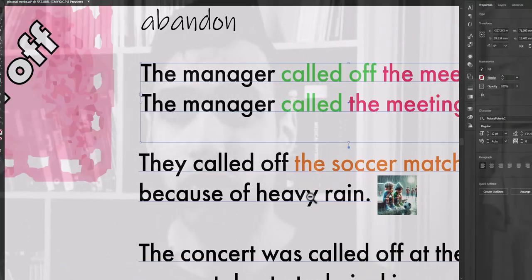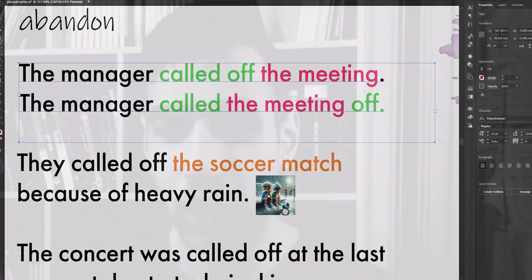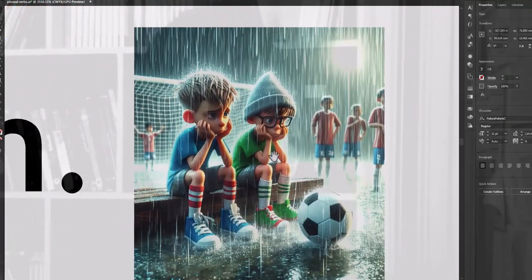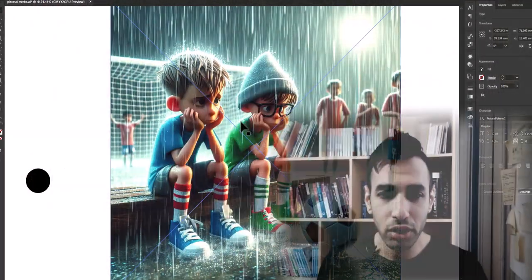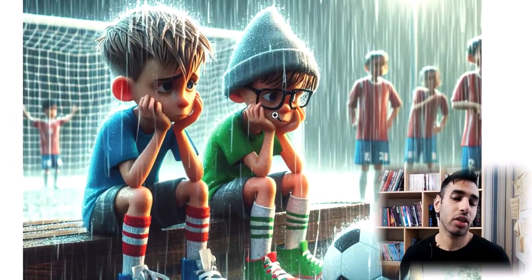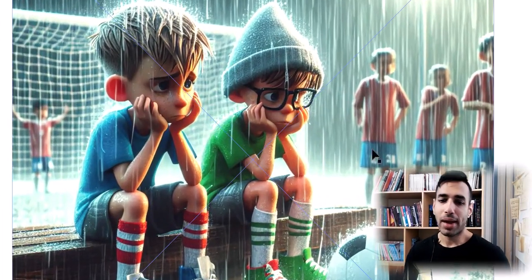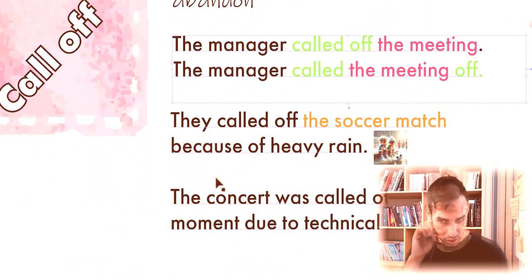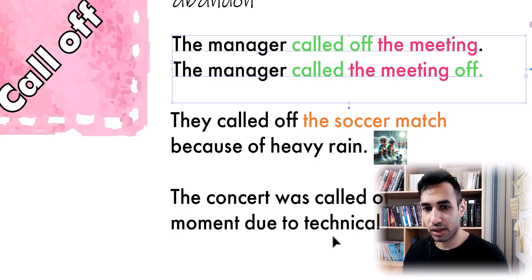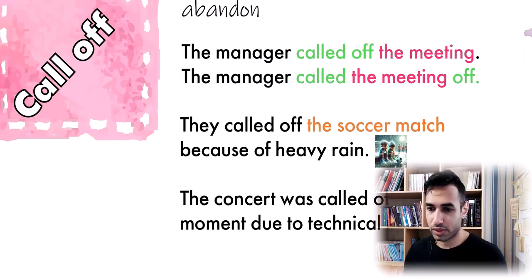A match was cancelled due to heavy rain. As you see in this picture, you see how sad these two children are. They wish they could play football, but the match is cancelled because the weather is not very good. They need to abandon the field. They need to abandon the match.